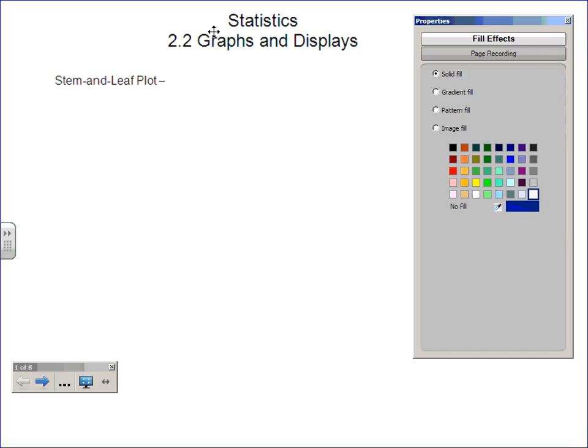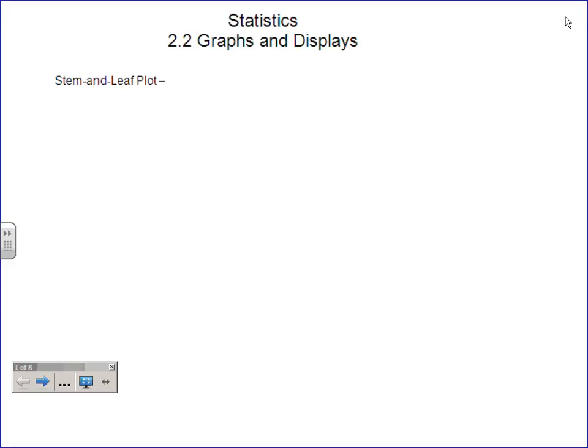2-2. Some more graphs and displays, basically, and then once we finish chapter 2 is when we're really going to start getting into some more calculations. You may have heard terms like standard deviation and mean and all those things. Then we're really going to start getting into things here.